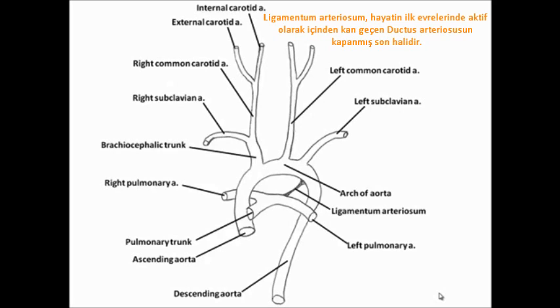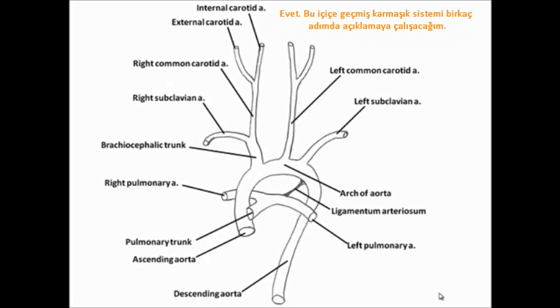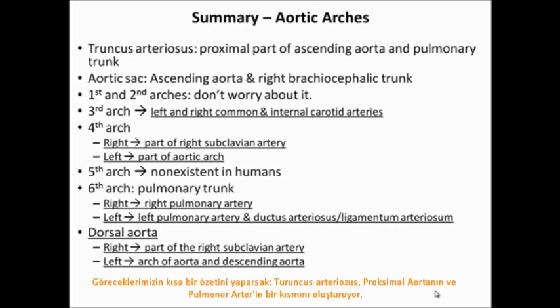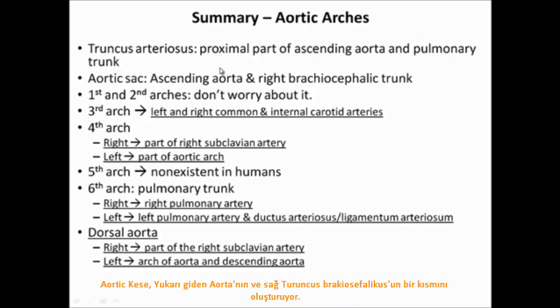So going from one state of affairs to this convoluted and fairly complex system takes several steps, and we're going to illustrate that as easily as we can. The final product goes like this. Quick summary of what we're going to be seeing is that the truncus arteriosus, the outflow tract, will form part of the proximal aorta, the ascending aorta, as well as the pulmonary trunk, both of the major outflow vessels. The aortic sac, likewise, will become part of the ascending aorta and also part of the right brachiocephalic trunk, going to the right limb and the right head.